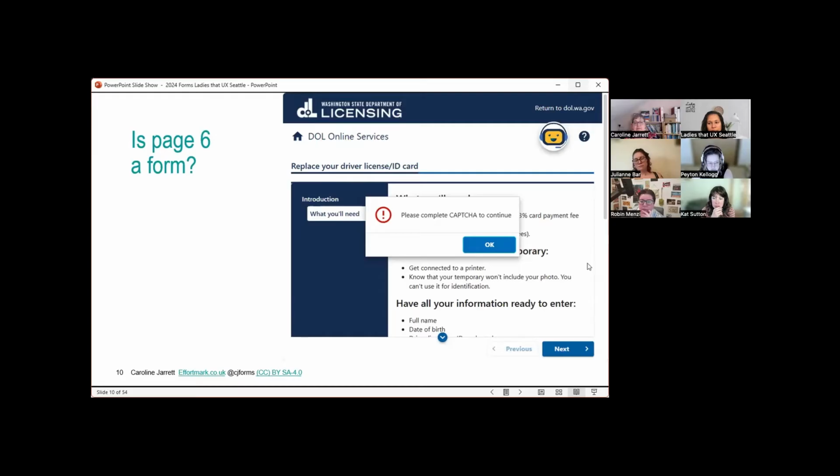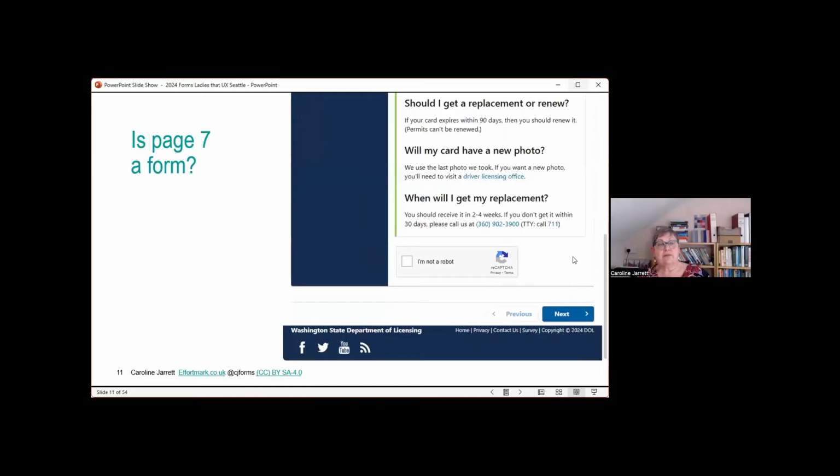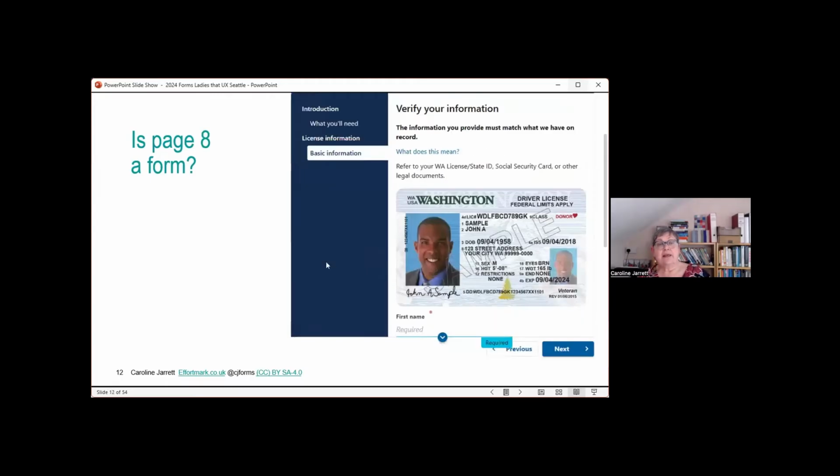All right, obviously I've got to do something on that page, so I decided that I would scroll down. Here's another page, page 7. I've got to click I'm not a robot, so I'll do that and carry on. And then, okay, now it's showing me a picture of a driving license. And it's looking like, okay, I can just see first name required.